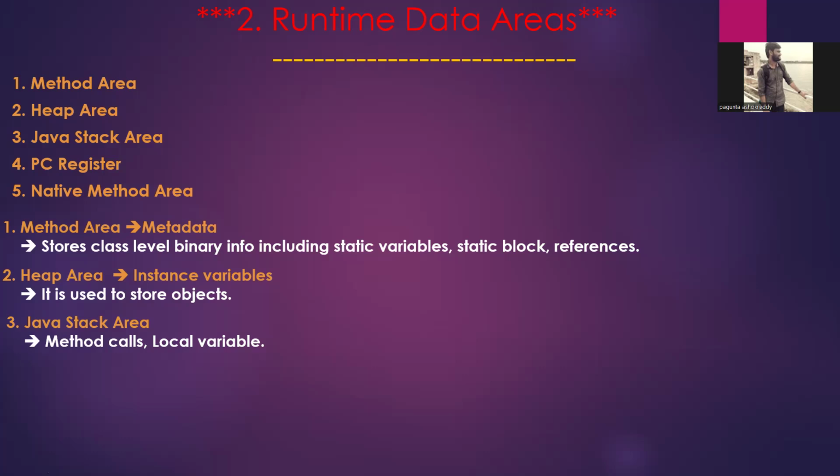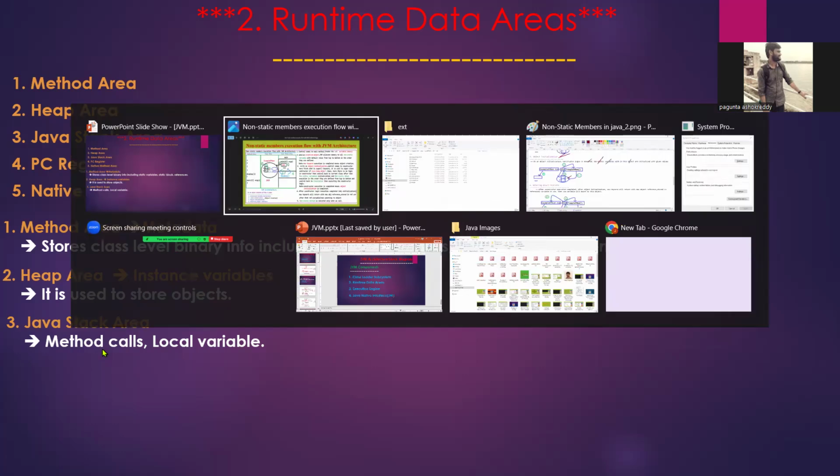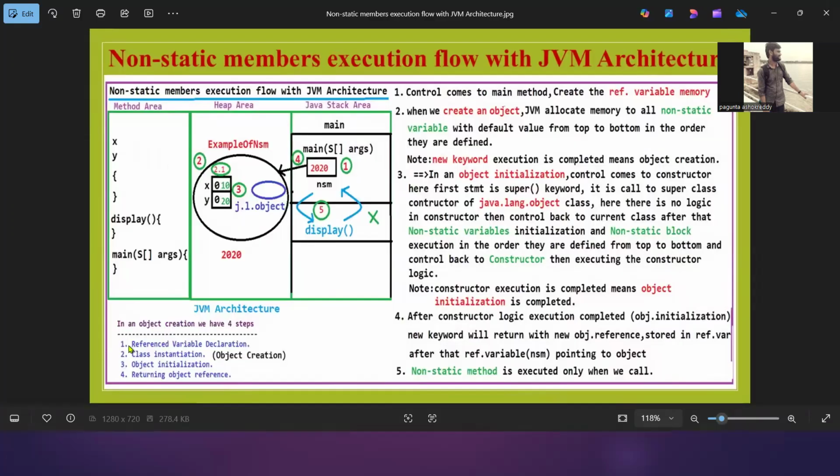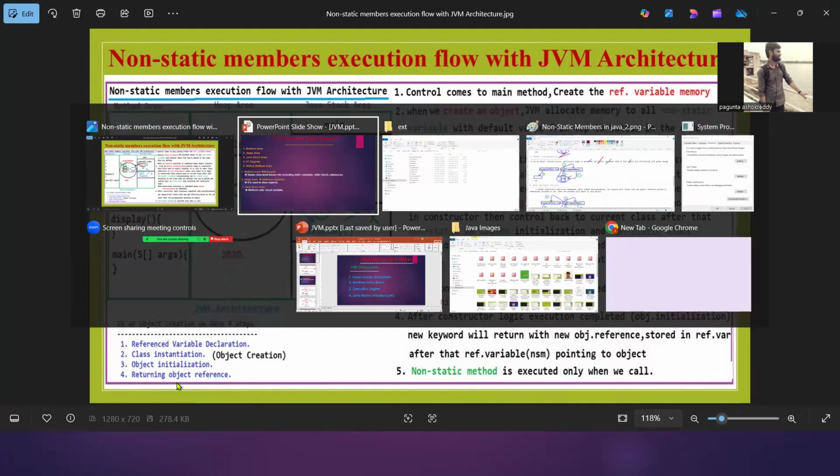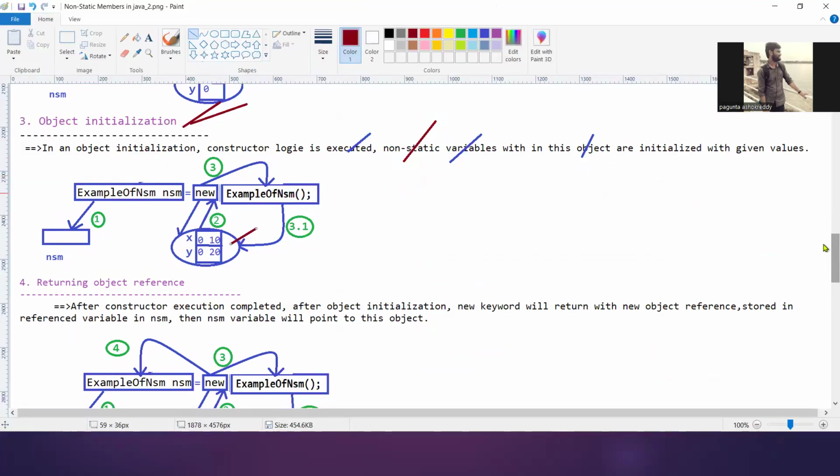The second one is the Java stack area. In the Java stack area, we can see method calls and local variables. However many methods are called, that many stack frames are created. I will show you practically, diagrammatically. Just see here, one example is there.